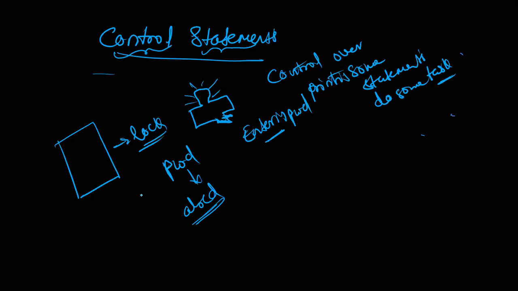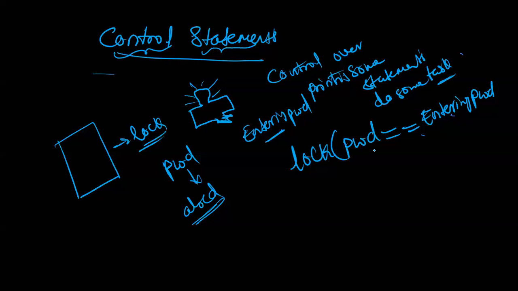How will we write this lock in programming? By using control statements. For example, lock is the control. When the password you have given is equivalent to the password you are entering, that is, both passwords match, then the statement lock open runs, meaning only then will the lock be open. Otherwise, the lock will not be open.